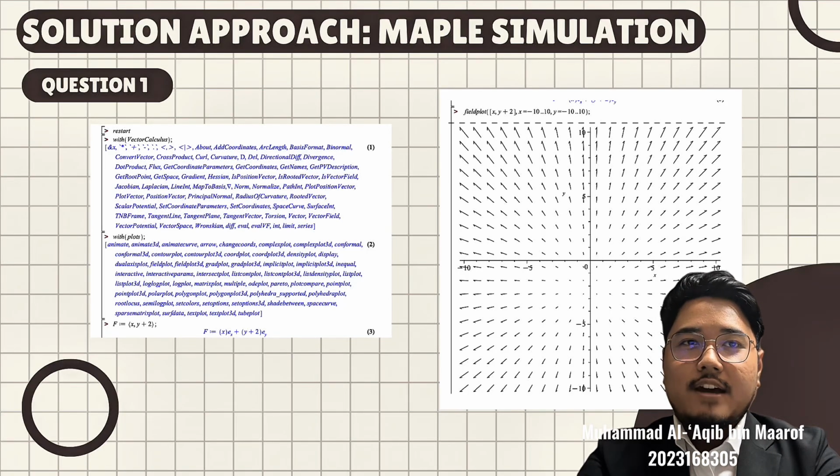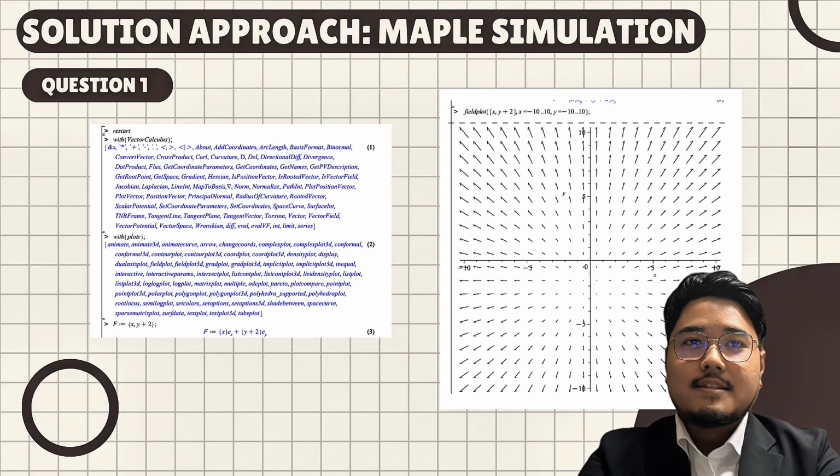And let's dive straight into our first calculation. We begin by defining a 2D vector field F with components x and y plus 2. Maple represents this symbolically using basis vectors of e subscript x and e subscript y. Next, using Maple's plotting tools, we can visualize this field across a 20x20 grid. Notice how the arrows clearly show the linear x dependence and the y component that grows as we move vertically.